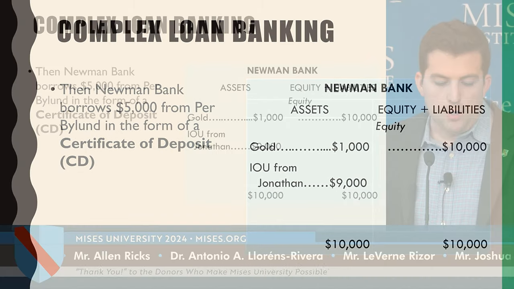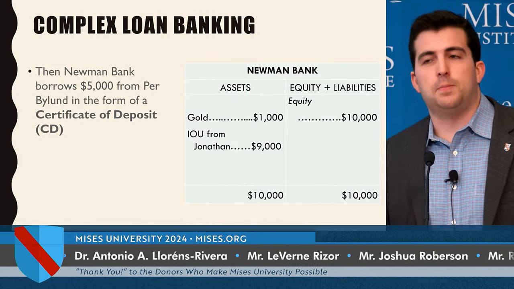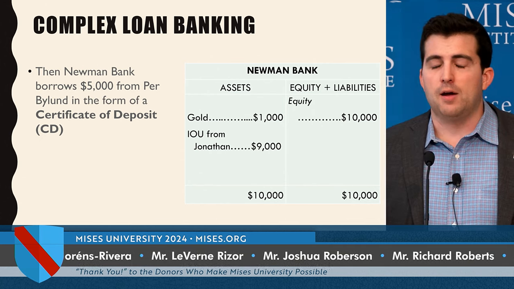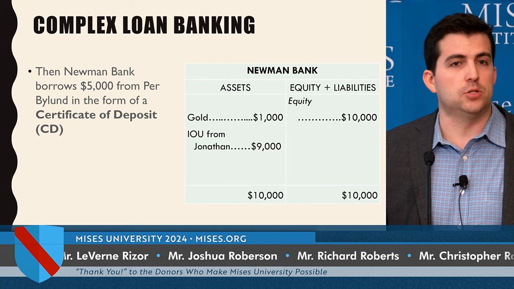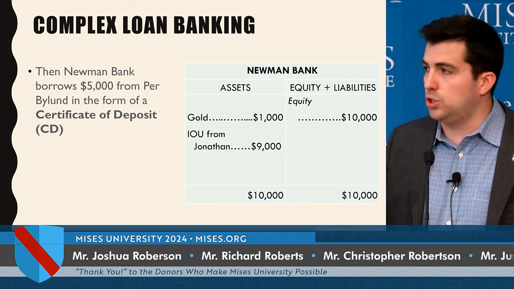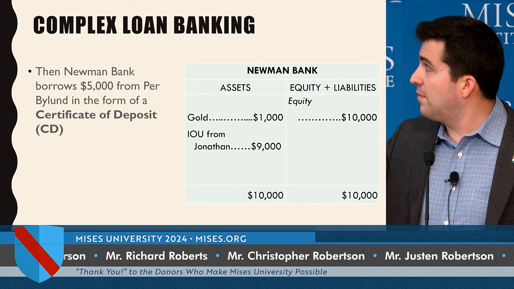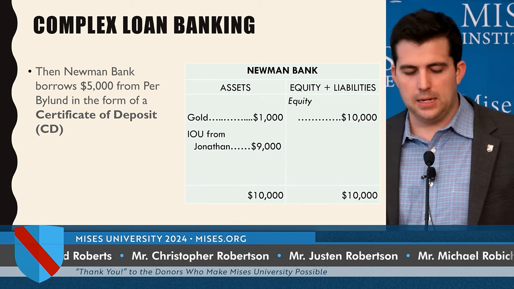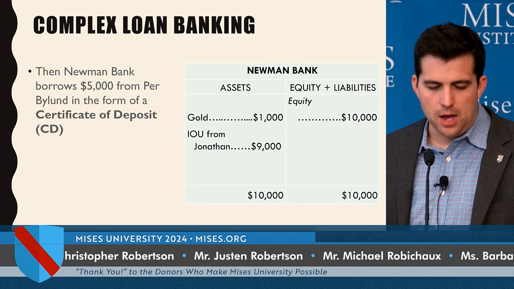So I'm going to borrow money from Per Bylund in the form of a certificate of deposit, which basically he is going to now lend the Newman Bank money for 1 year, and I will pay him back $5,000 plus interest. This is not a money substitute. He can't spend it. It's basically just stuck at the bank, and he's going to say, well, if everything goes right, I'm going to be able to pay him back and he's going to make some money. He's going to have $5,000 plus interest at the end of the year.